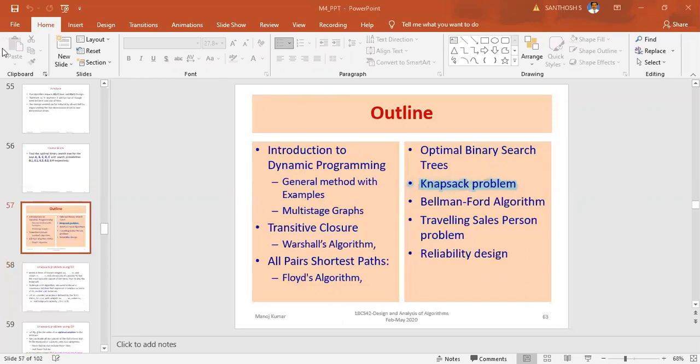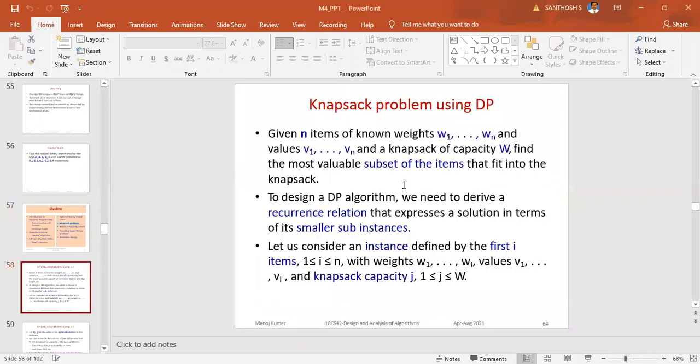Now come to the next concept, that is the knapsack problem. We have already discussed the knapsack problem in the greedy technique. The same thing you can solve using dynamic programming also. So how to solve this particular knapsack problem? Knapsack problem using DP: given n items of known weights W1 to Wn and values V1 to Vn and a capacity W, find the most valuable subset of items that fit into the knapsack.